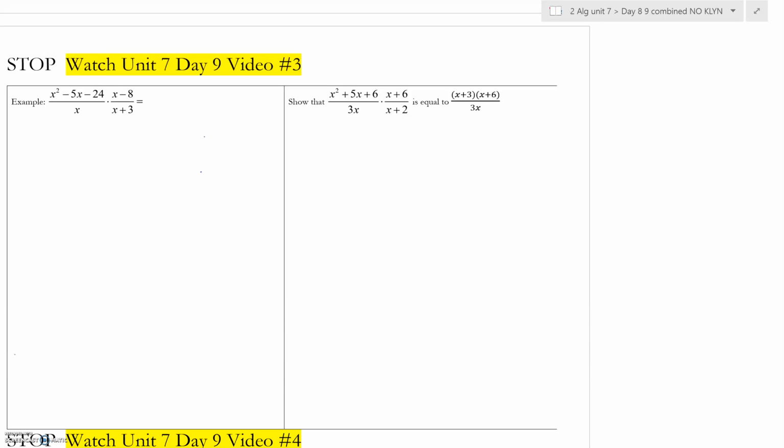You're back. You made it to video 3. Let's get into the multiplication. Just a real quick reminder of what it looks like to multiply fractions that make sense, that don't have all these algebra symbols in it.